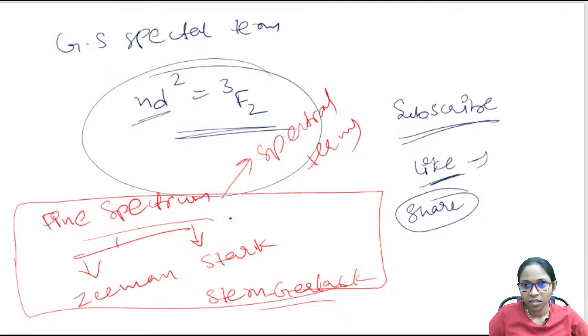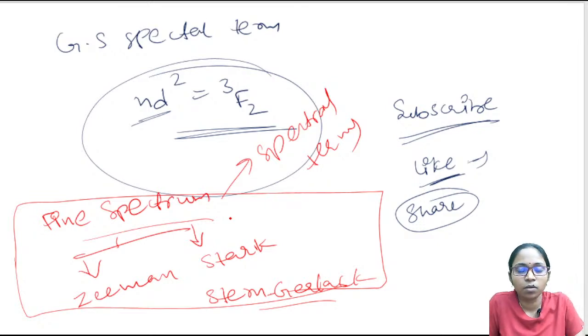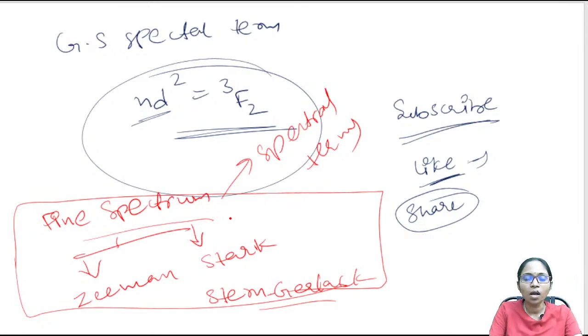So it might take 1.5 hours. So on Monday, I will try to complete atomic spectroscopy. On Monday or Tuesday, in 1 or 2 more classes, we are going to complete atomic spectroscopy. And on Tuesday or Wednesday, we will start molecular spectroscopy.